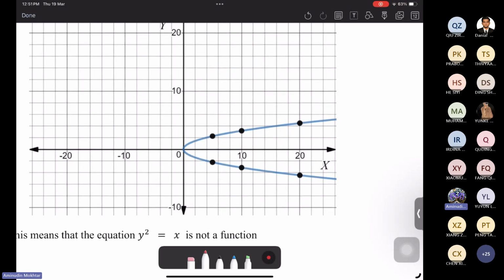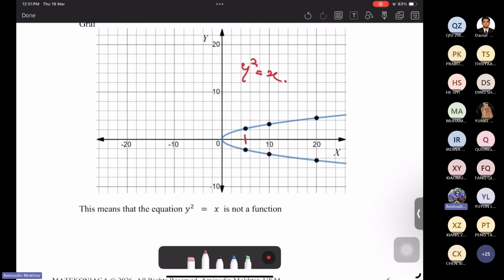And then in this case, since each value of input can produce two outputs, this equation y squared equal to x is not a function. It is a relation between y and x. Okay, that's how to identify whether an equation is a function or a relation.